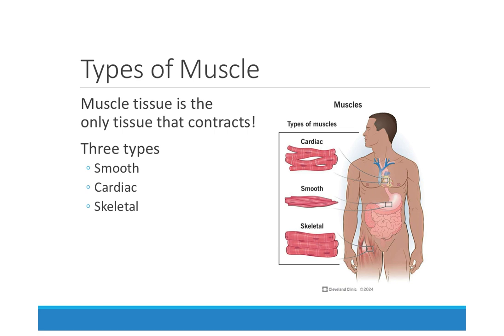Before I get into those functions in a little more detail, I want to cover some basics about muscle tissue. Remember that muscle tissue, one of the 4 types of tissue in the body, is the only tissue that can contract. It can shorten its size, and our muscle tissue comes in 3 different types. We have smooth muscle, cardiac muscle, found only in the heart, and skeletal muscle.